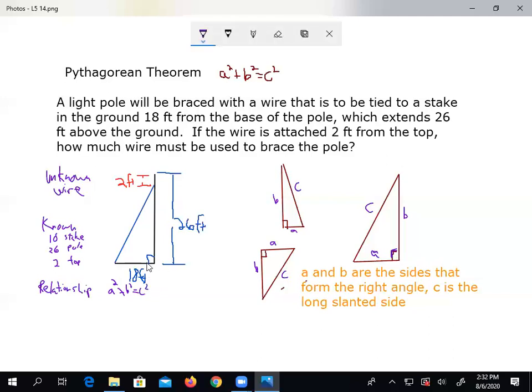So a is pretty clear. That's the 18. So I have 18 squared plus then the pole is not what we really use. Notice how the wire actually attaches right here. The other 2 feet goes above the wire. So we have to actually remove that 2 feet off the 26 feet. So this side here actually turns into a 24. So we have a 24 squared. And then that's going to equal then your c squared.